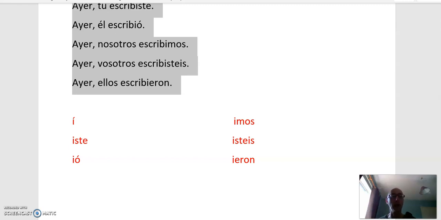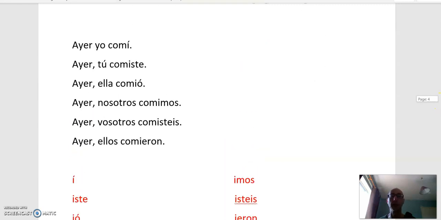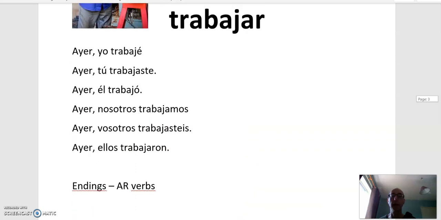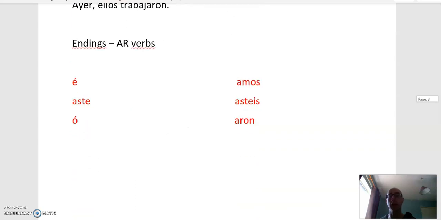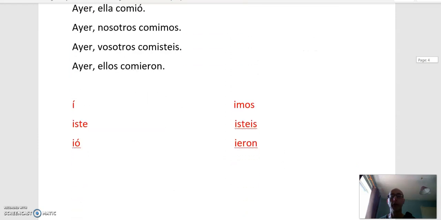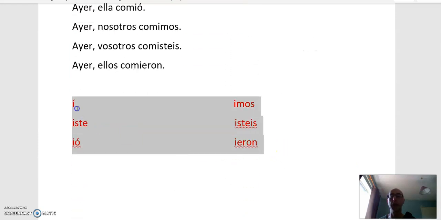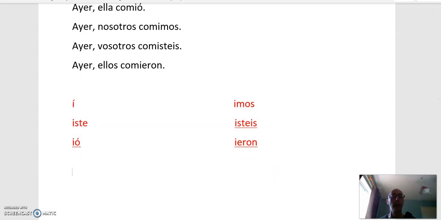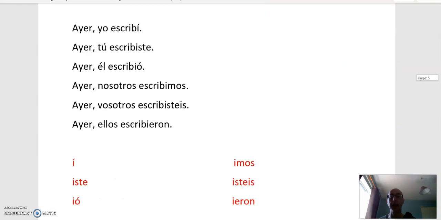So in fact, we've only got two sets of endings for the regular past tense, which makes things a little more simple than it appears at first. So if it's an AR verb, é, aste, ó, amos, asteis, aron. If it's an ER or IR verb, í, iste, ió, imos, isteis, ieron. So that's the theory. Let's have a look at the practice.